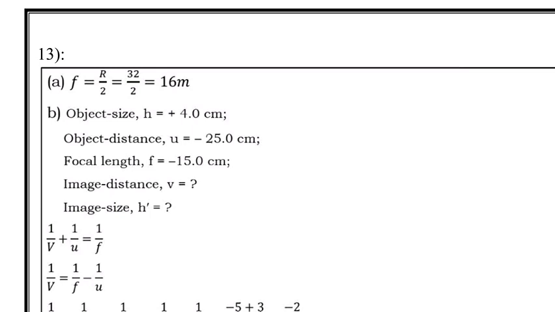Question number 13B. An object 4 centimeter in height is placed at 25 centimeter in front of a concave mirror of focal length 15 centimeter. At what distance from the mirror should a screen be placed in order to obtain a sharp image? Write the nature of the image formed.